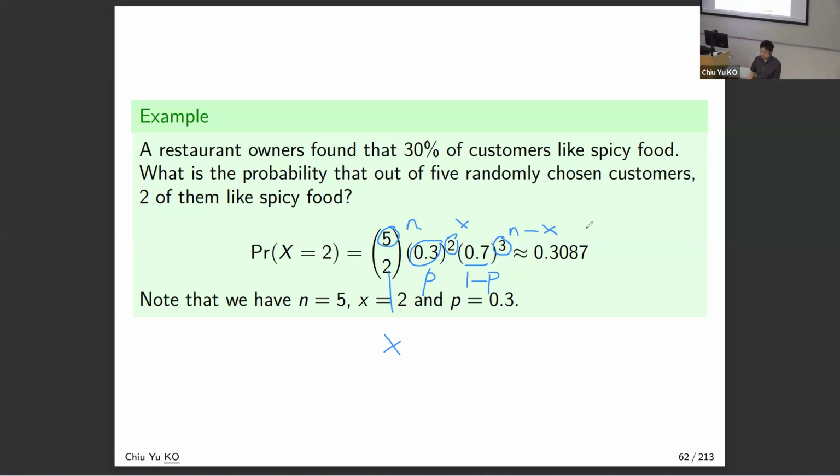So you can ask yourself, what if 3 of them like spicy food? The same formula, but X becomes 3, right? So you can do 0, 1, 2, 3, 4, 5. You can do the calculation rather easily, right? You don't have to worry. If you are doing your assignment 1, you will see you can apply this quickly. If you toss a coin, I think 4 times, 5 times, and two of them are heads, you can calculate that easily. That's a binomial.